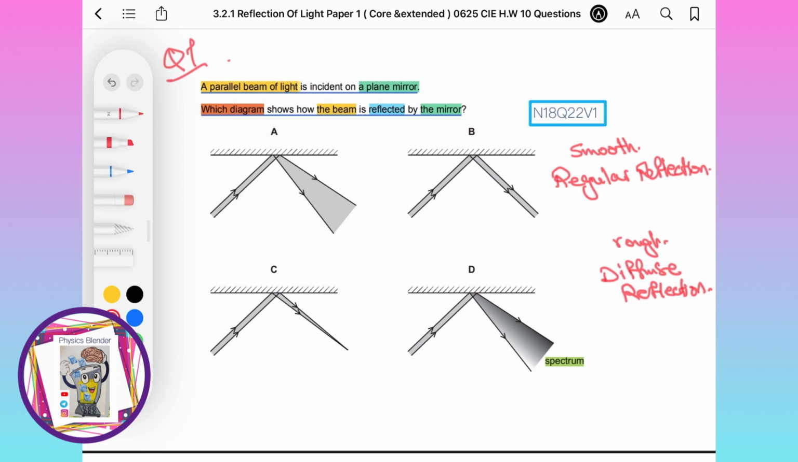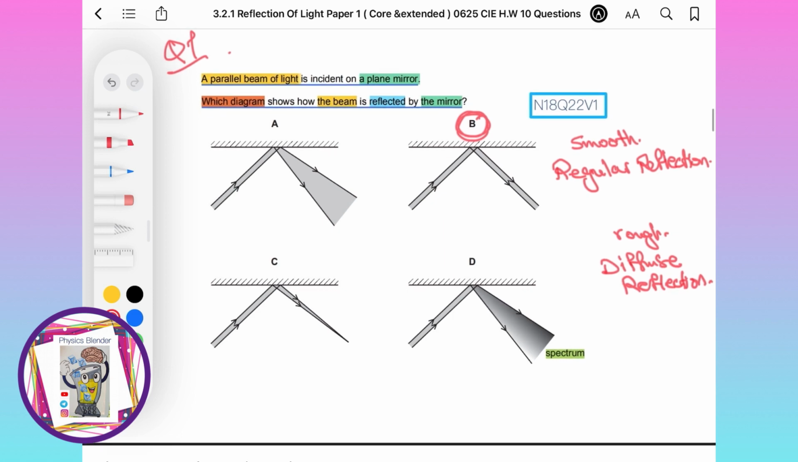So the answer here in this case is B, because we have the reflected rays, they are parallel to each other and they are not scattered anyways, and no spectrum is formed for sure. Okay, question number two.